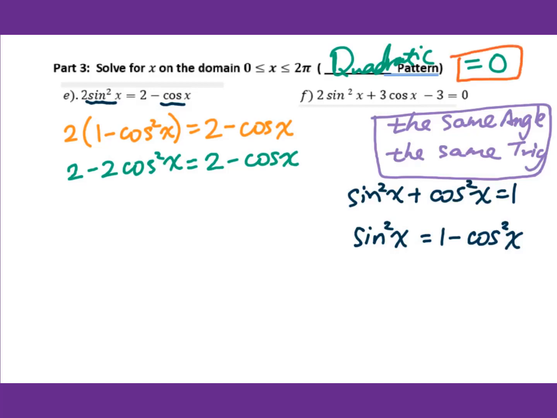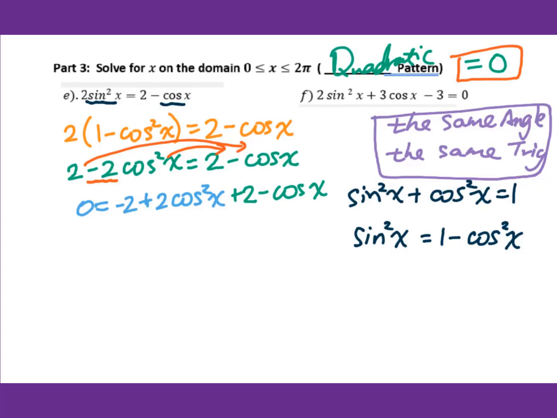So where do you move, is it everything from the left side to the right side, or from the right side to the left side? Check the coefficient for cosine squared x. We want it to be positive. That's why you move everything to the right side. You will get 0 on the left side. So we got negative 2 plus 2 cosine squared x, then plus 2 minus cosine x. Combine like terms. This is gone.